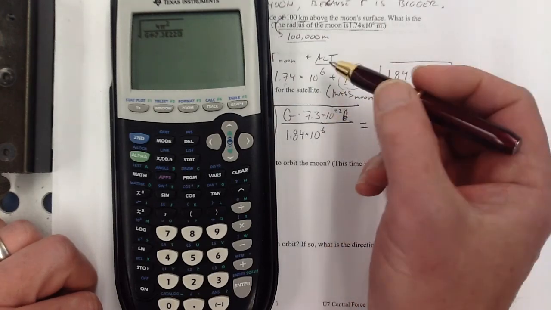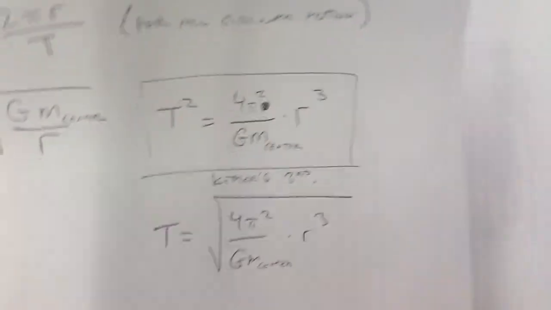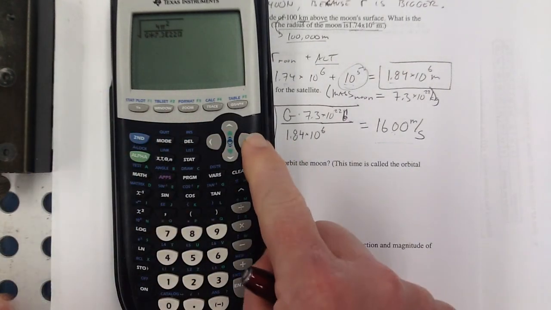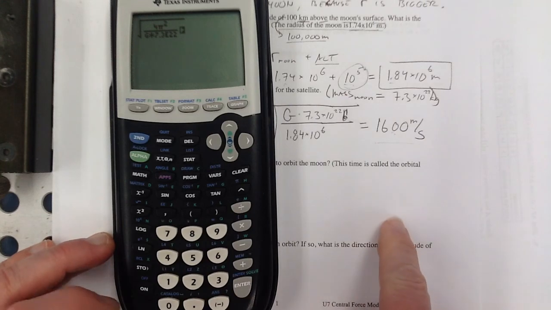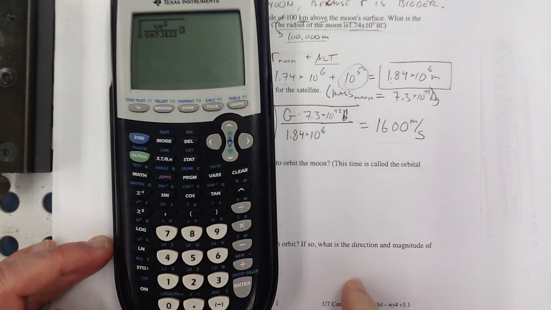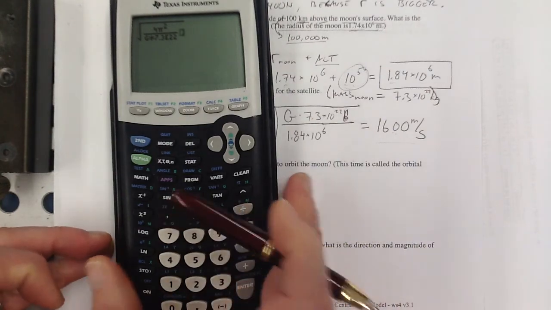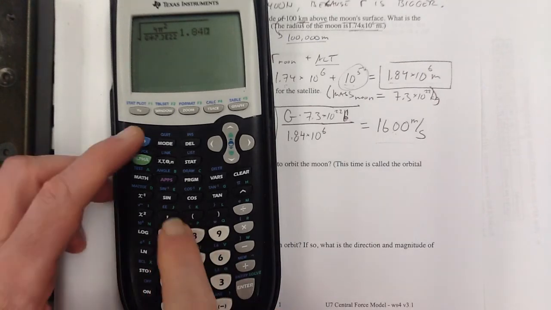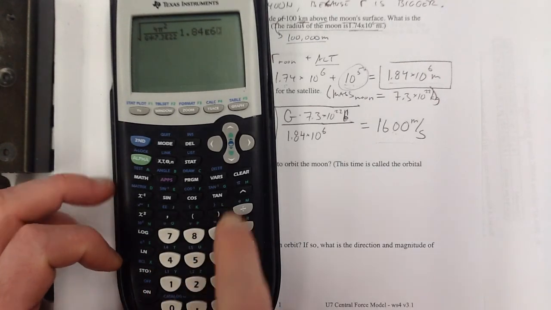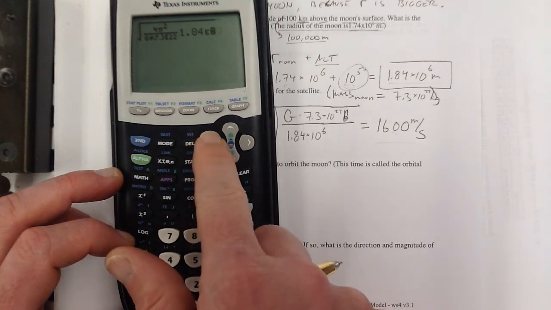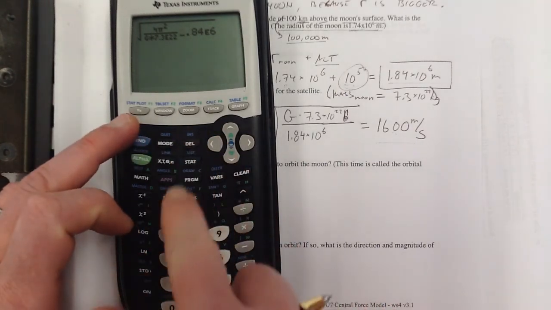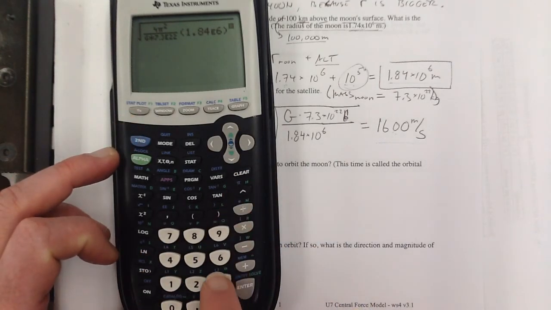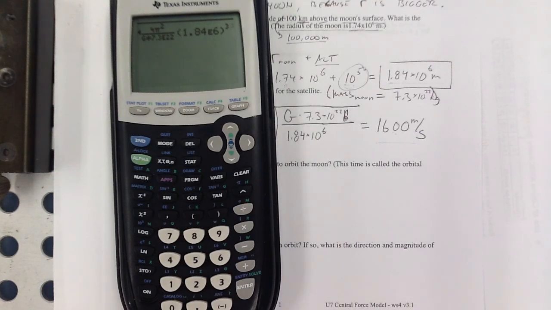All right, so I think we're looking good. We're trying to do this, right? So I got 4 pi squared over G times the mass of the thing in the center, and then times the radius cubed, and the r is this, 1.84 times 10 to the 6, and then I need to cube that, so I like to put that in parentheses, and then cube that. All right.